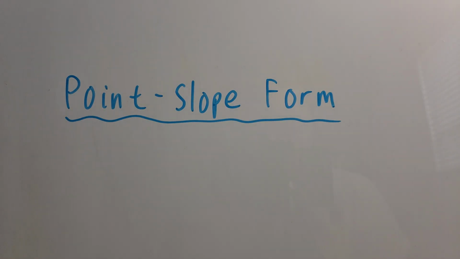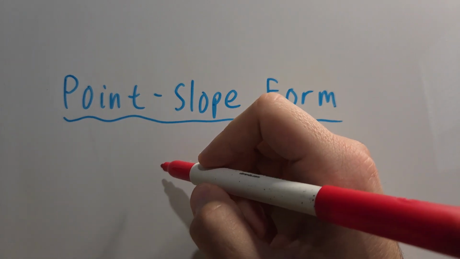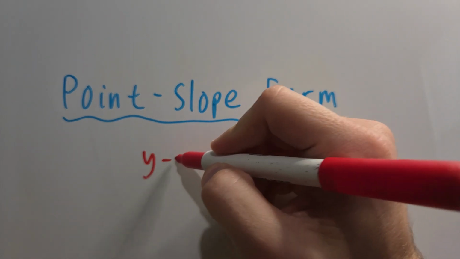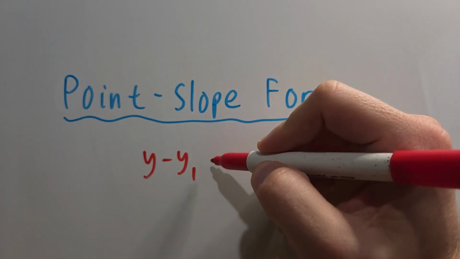Hello everyone, in this video we're going to talk about the point-slope form of a linear equation. So let's suppose that we know that a line passes through a specific point with a given slope. We can quickly write an equation of the line using the x and y coordinates of the point that's given, as well as the slope. In more generic terms, it'll look something like this.